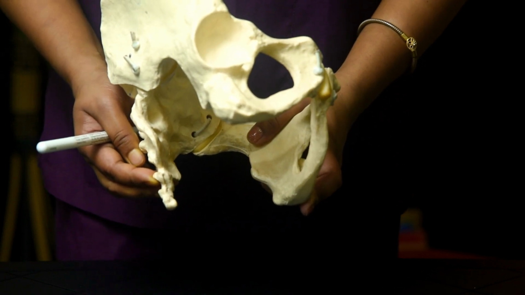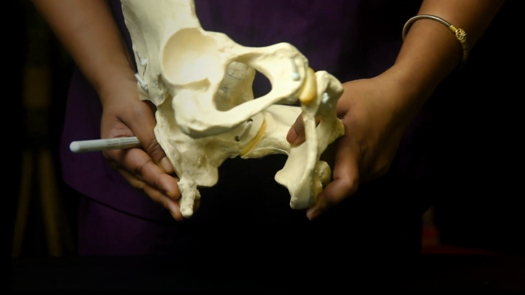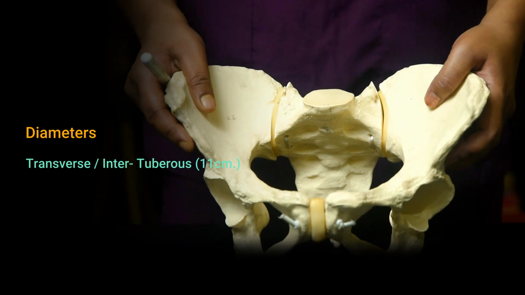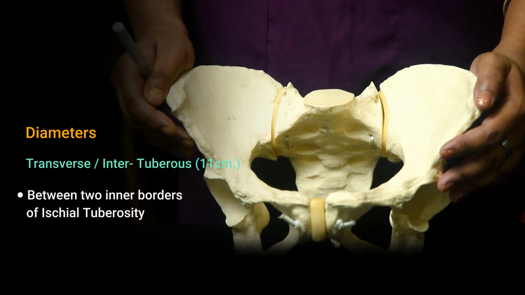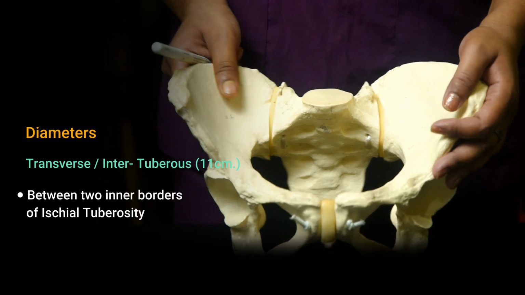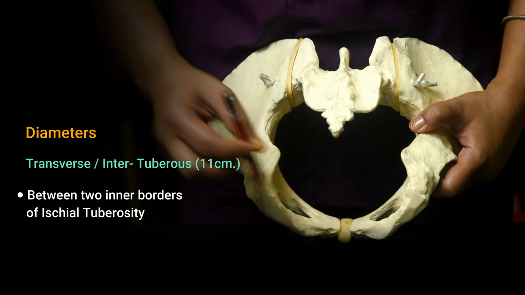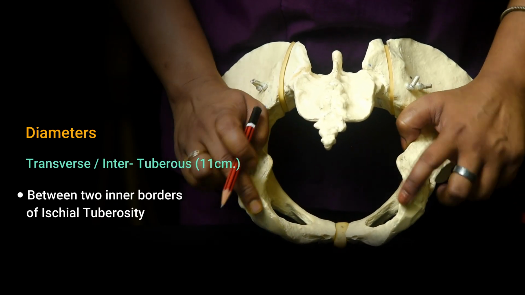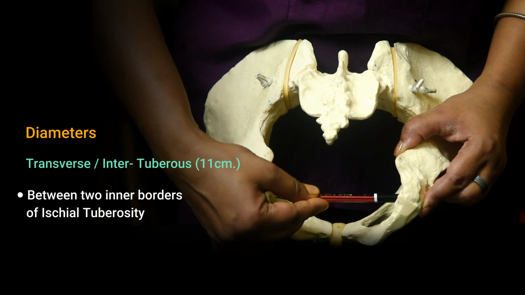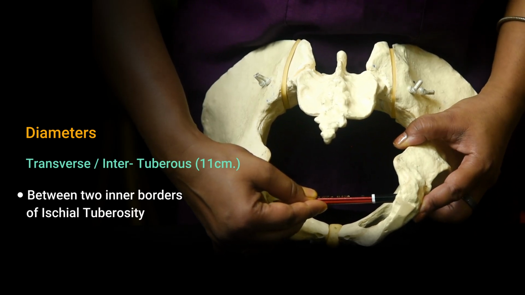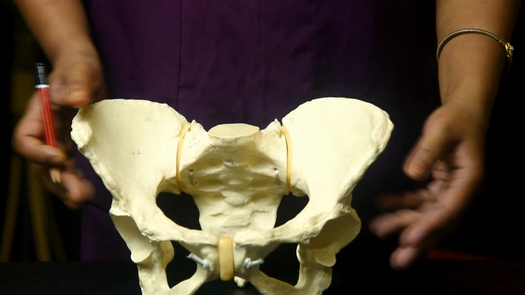of the anatomical conjugate, which is very, very important for the baby when the baby is coming out from the maternal birth canal. Okay. Now come to the transverse diameter of the anatomical conjugate, that is 11 centimeters. That is known as the intertuberous diameter, between the two inner borders of the ischial tuberosity. So this is the ischial tuberosity. Okay. So this is the inner border of the ischial tuberosity, and this is the inner border of the other ischial tuberosity. So the distance between the two inner borders of the ischial tuberosity is known as the transverse or intertuberous diameter of the anatomical outlet, which is 11 centimeters.